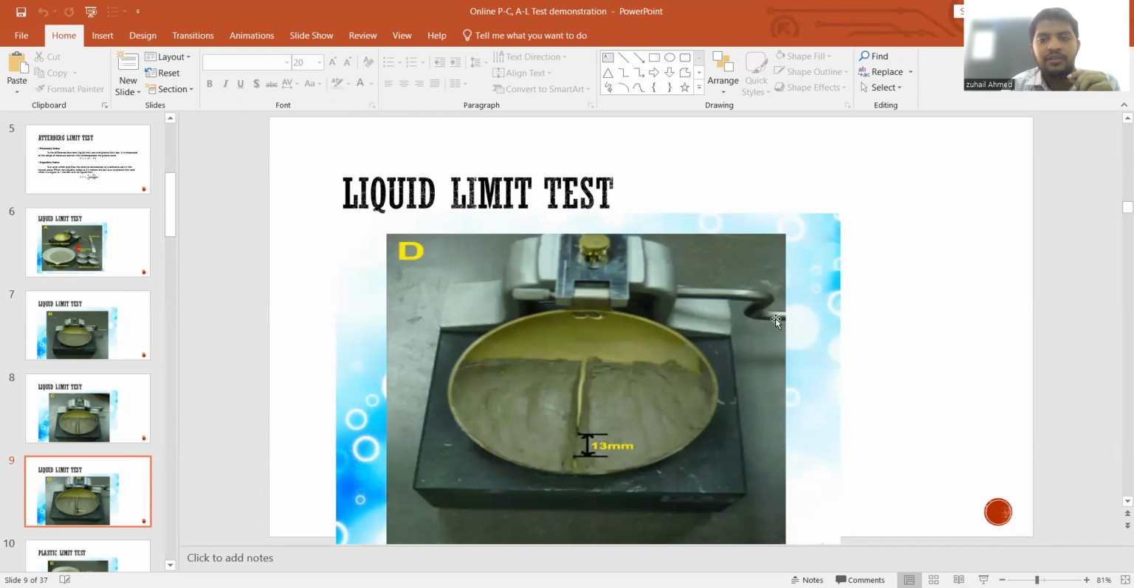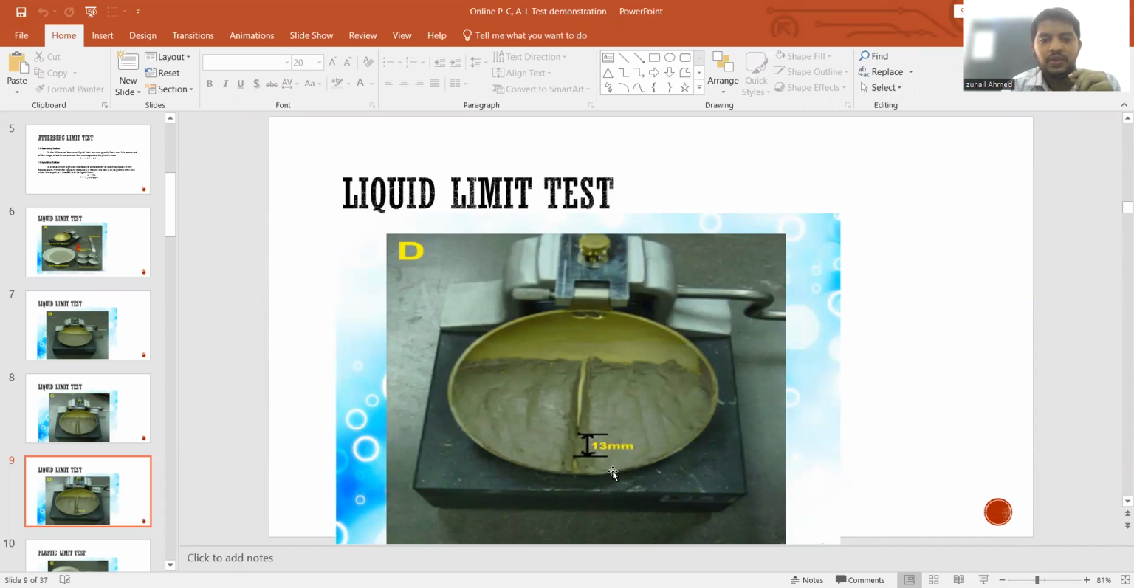the 25 blows exactly, and the number of blows in our apparatus will show here. I can show you that apparatus also. It will show the blows. So the blow should be 25 when it reaches 13 millimeter, but we can't get that exactly.